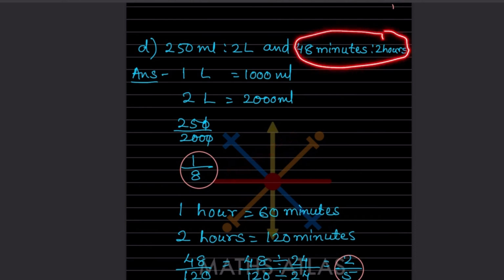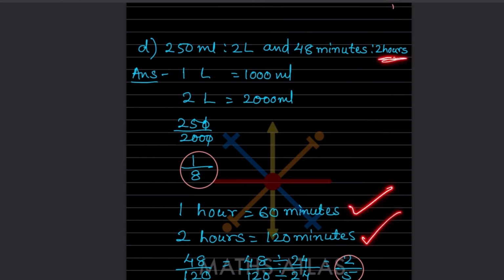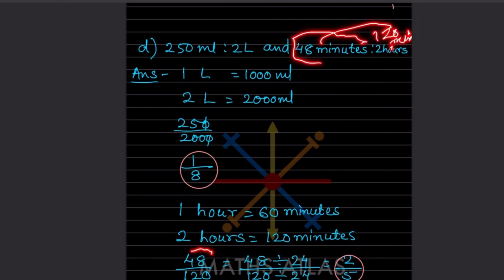This is minutes and this is hours. So now what will we do? I will convert the hours to minutes. So now 1 hour is 60 minutes. So this 2 hours is going to be 120 minutes. So now see here, this you got as 120 minutes now. So now this is 48 minutes and 120. So 48 divided by 120.